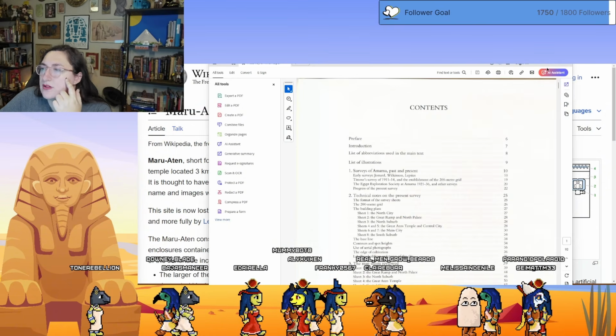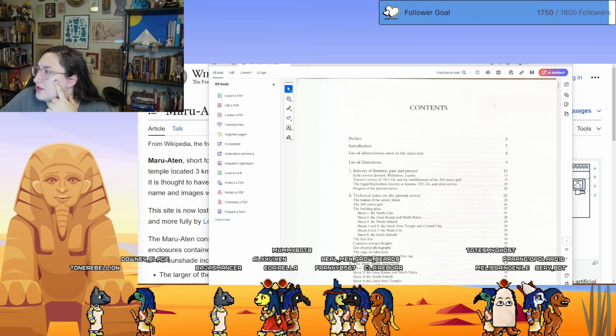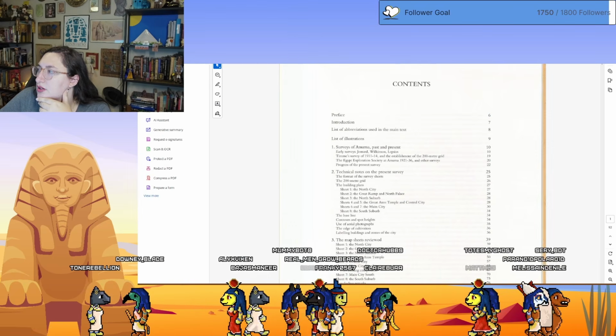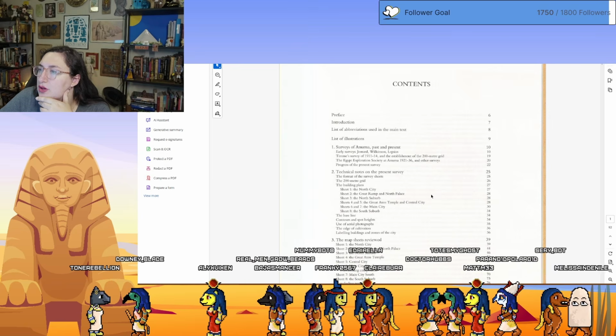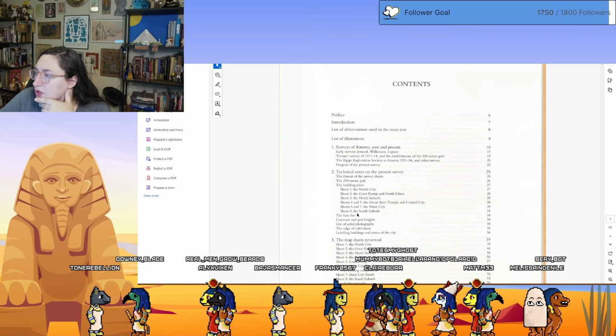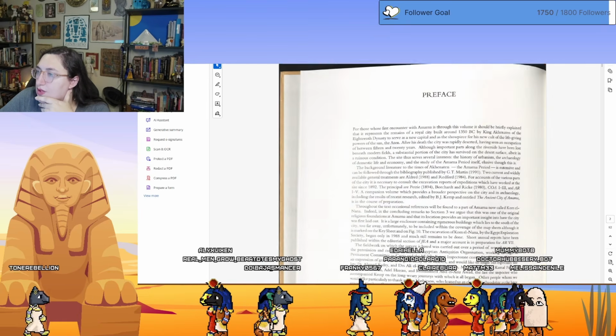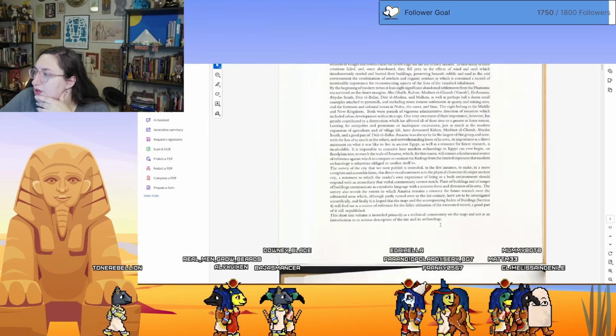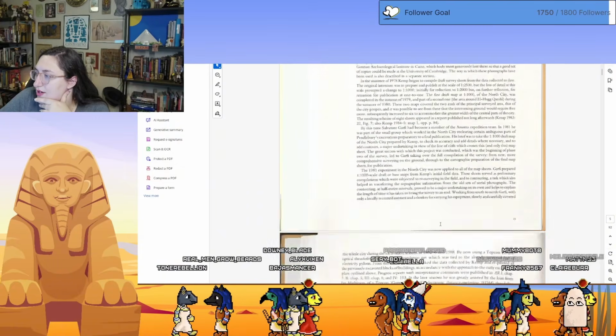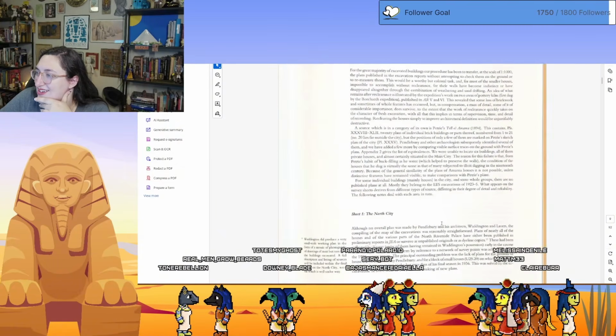So yeah, I think I scanned this. This is called the Survey of Amarna. And this was the book that I needed desperately. And so I think I took this to the really nice scanner. Did I scan the whole book? Yeah, it's 92 pages. I think I scanned the whole book.